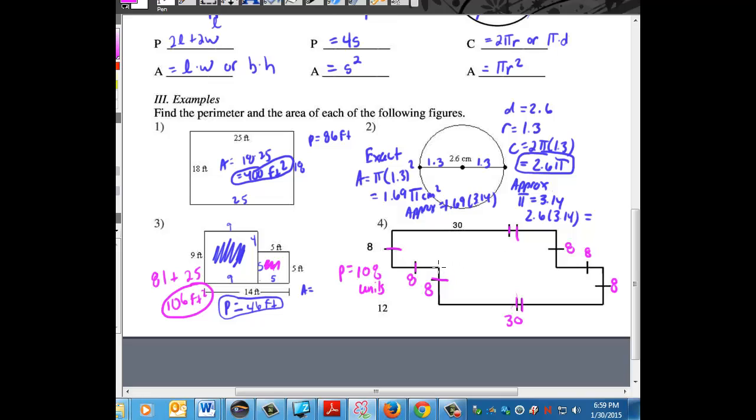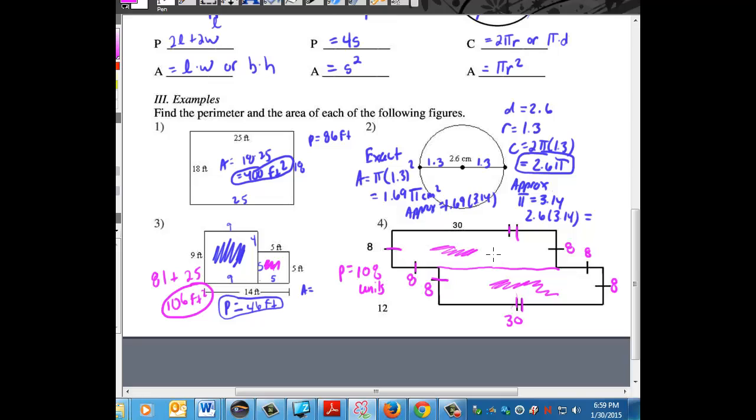To find the area, let's extend this shape with this line, and let's create two shapes just like we did on this problem. So now we want to find the area of this piece and find the area of this shape. And they're both 8 by 30 rectangles.